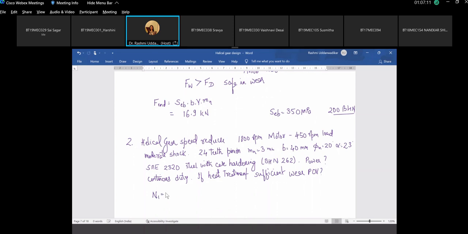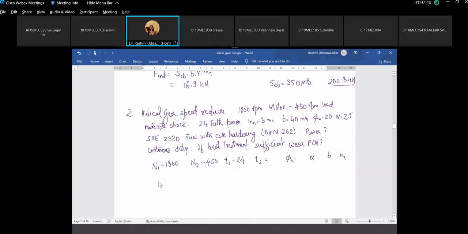So we have the RPM given for the input shaft, we have RPM given for the output shaft, we have number of teeth given for pinion, so you can also calculate what is the number of teeth on the gear. Pressure angle is given, helix angle is given, face width is given, and module is given. Everything is given. So how to solve this problem? I want you to solve and give me the answers.